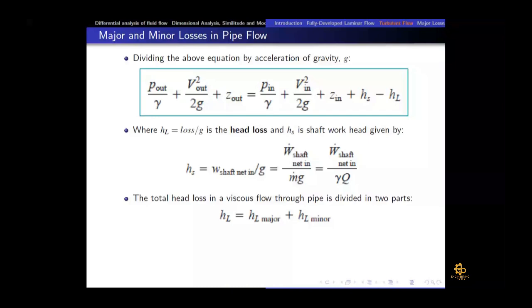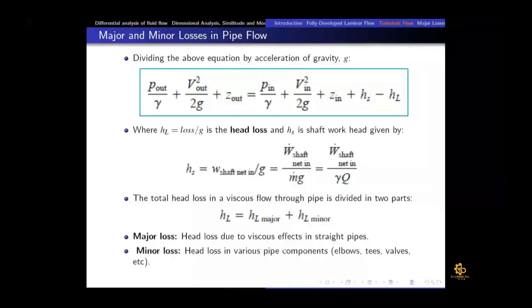But the concept which needs to be clear here is that major doesn't mean that the frictional losses will always be more than the minor losses. We just categorize it like this: the friction losses are written as major losses, and the minor losses are due to the flow discontinuity in those components. So this has nothing to do with the magnitude of loss. Major loss is due to the viscous effect in straight pipes, and the minor losses are the losses in various pipe components, elbows, tees, valves, etc.